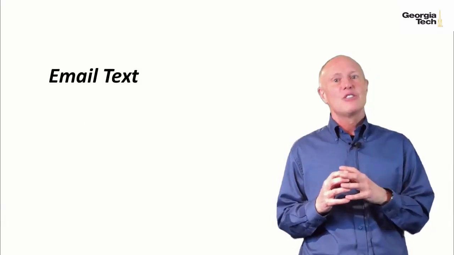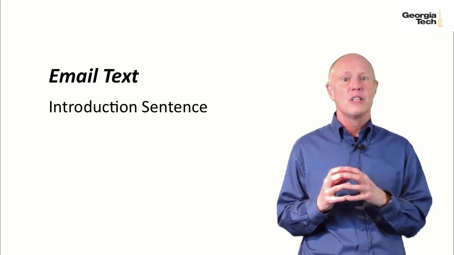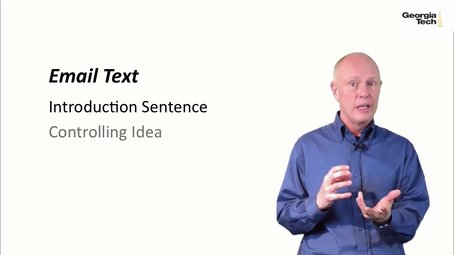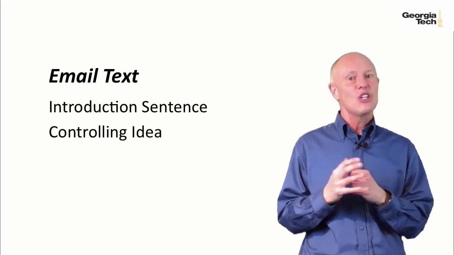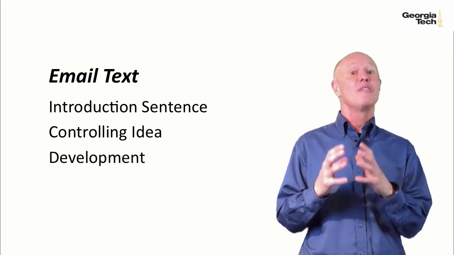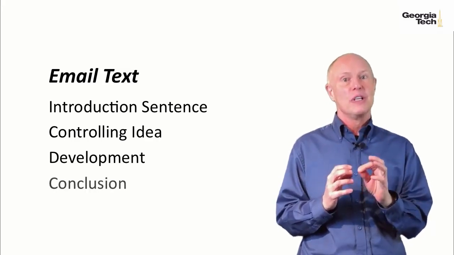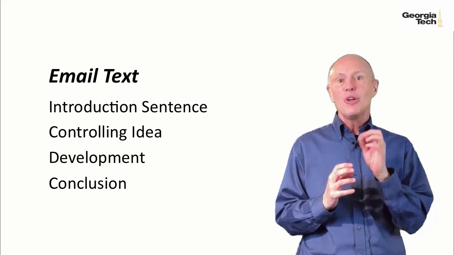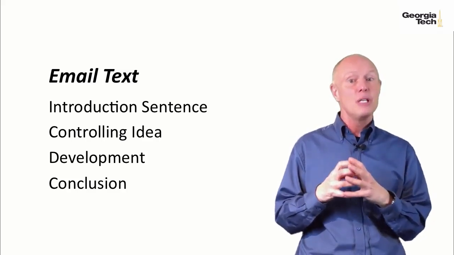For the email text, we start off with an introduction sentence which tells who the author is and follow that with the controlling idea, which states the purpose of the email in more detail. Next comes the development or main body of the email. And lastly, we finish off with the conclusion and simple closing. I'm going to use this structure when giving you examples for how to write introduction and announcement emails.